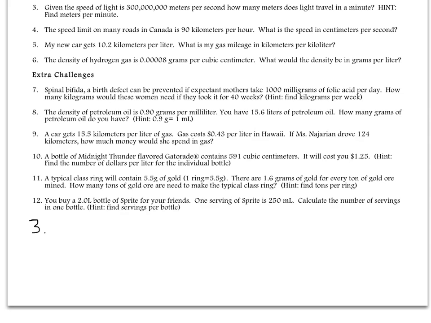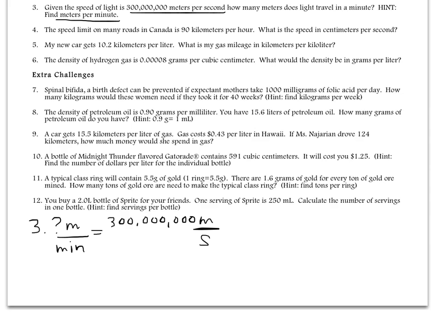Alright, so problem 3, we're going to set this up the way we always do. They're giving us a big hint. They're telling us we're trying to find meters per minute. So remember, per is the line. Meters per minute, and I'm setting that equal to what I have been given, which is my 300 million meters per second, or the speed of light. And you might choose, when you're working with this, to put it in scientific notation. That might make life a little bit easier.